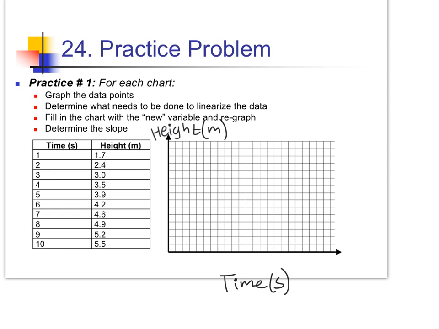All right, so let's take a look at this first practice problem. We have a data table here showing time and height. Although it doesn't explicitly say this, I'm going to assume that time is the independent variable because it's the first column listed, and height is the dependent. So I'm going to go ahead and set my scale here and then graph this function.